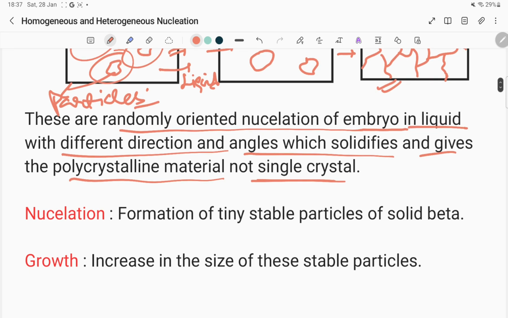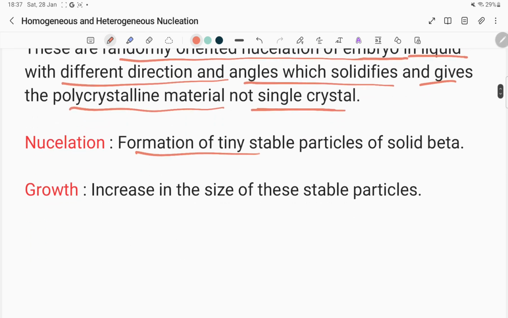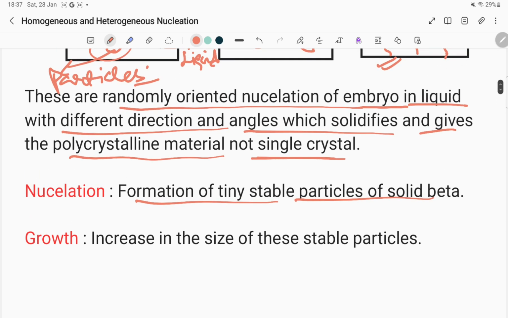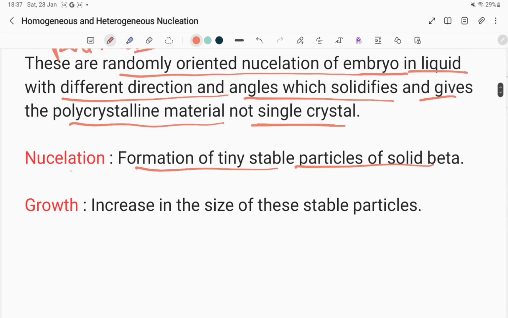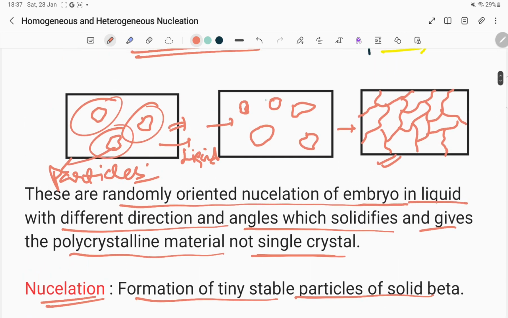Now we will see the definition of nucleation. The formation of tiny stable particles of solid beta which can convert into bigger size or which can grow, that is called nucleation. And what is growth? The increase in the size of these stable particles is called growth. Like here we can see the particle size is very small, but if this particle grows, then it can make a bigger grain.